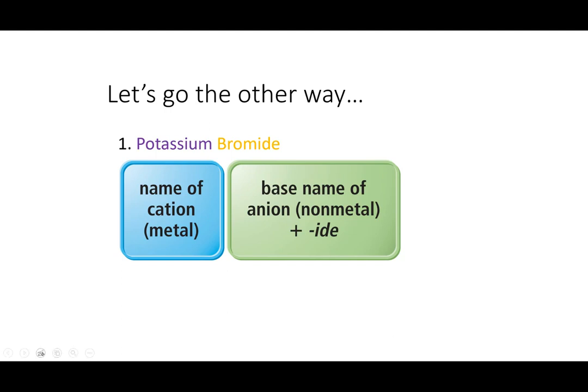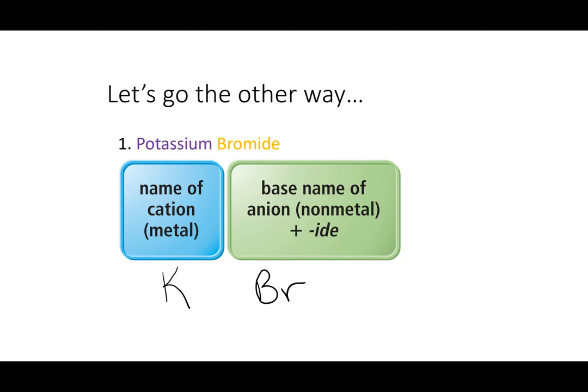So I see the word potassium. I look at my periodic table and I see that the chemical symbol for potassium is K. Then I go to bromide. Bromide is our nonmetal, and that is bromine. So brom was the base, IDE for bromide. So going backwards, it would have been bromine. So I write Br for bromine.